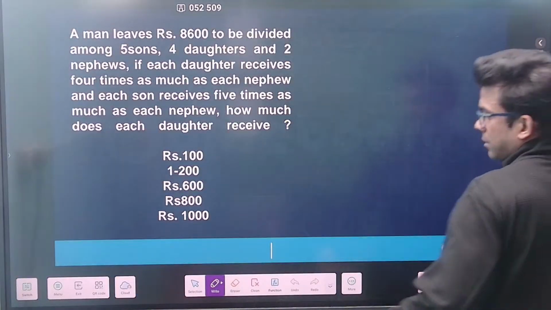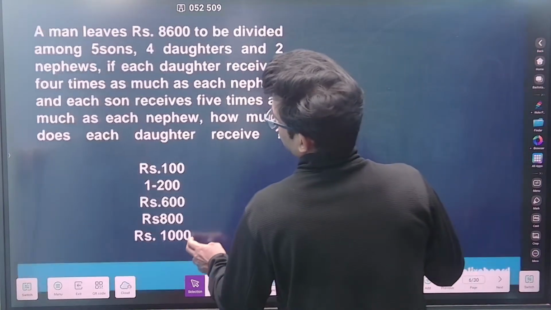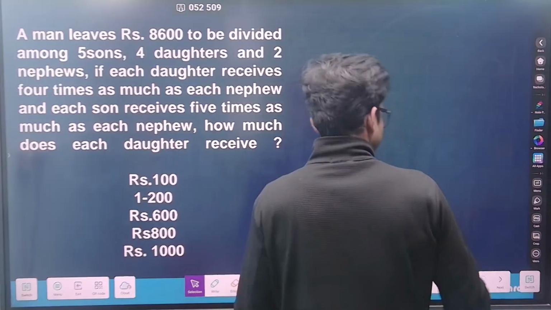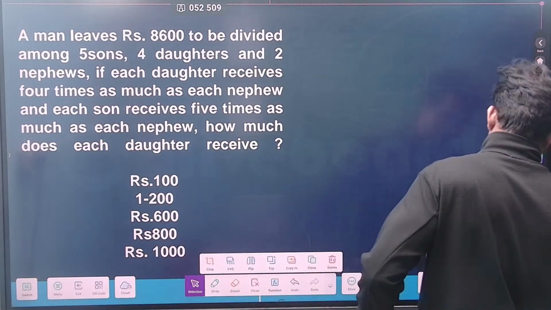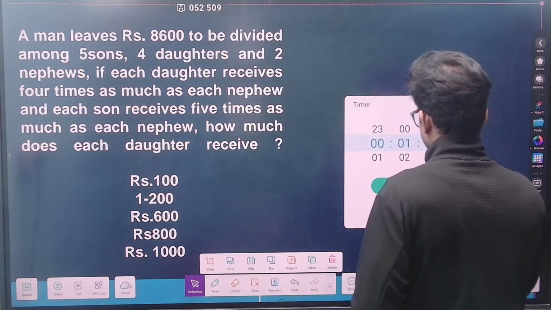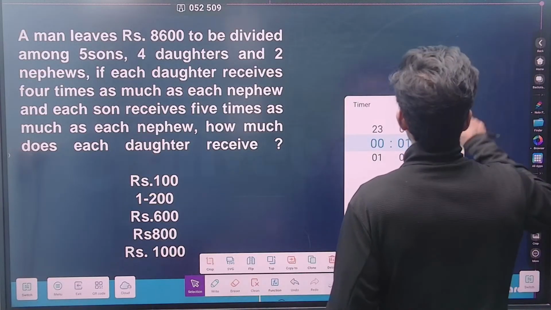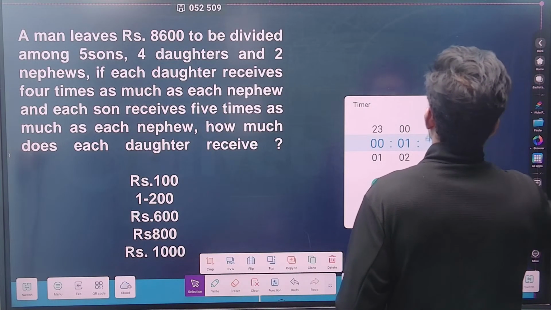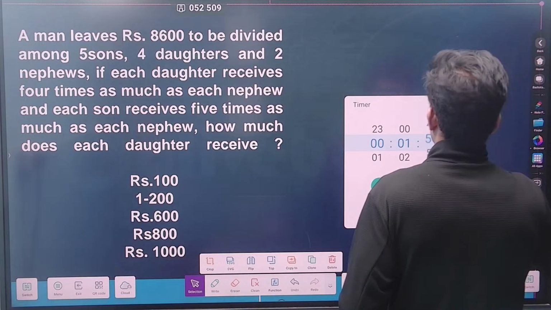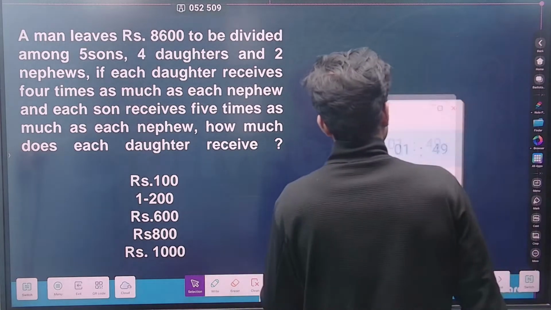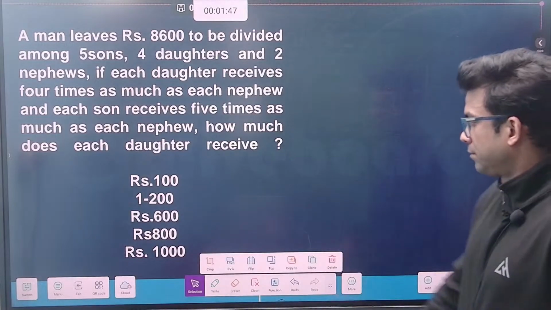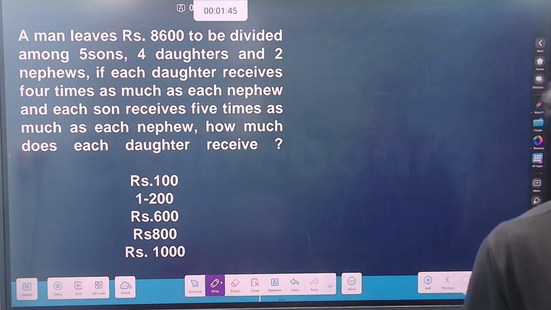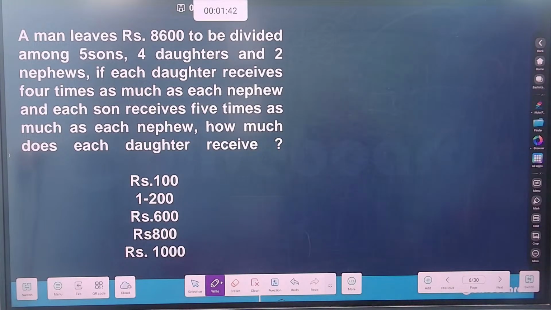Come on, solve this. Again, a very good question, I would say. Let me give you the timer. 1 minute 50 seconds I would give you. Solve, everyone. Given you like 1 minute 50 seconds. Apply your brain.